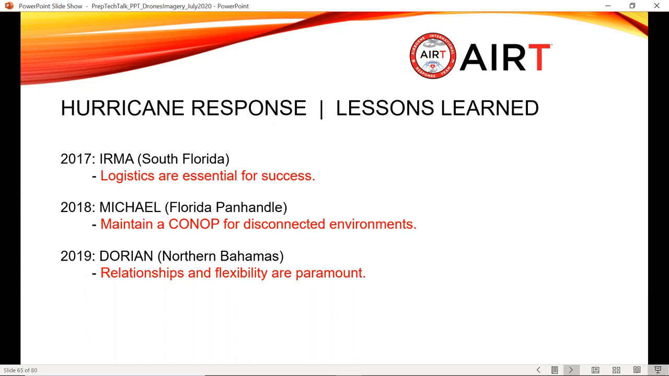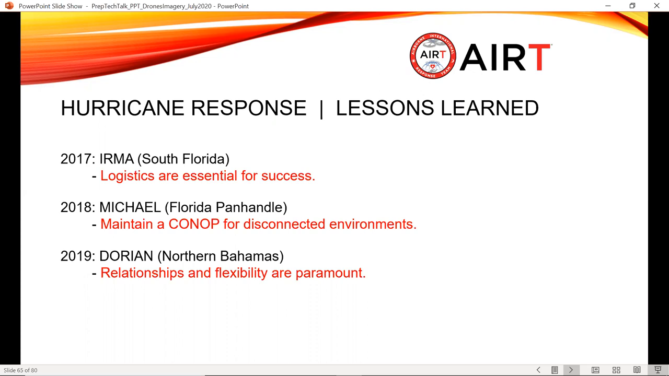In 2018, in Hurricane Michael, which you just saw some footage from, we learned that we really needed to maintain an operational plan for disconnected environments, that all these fancy apps we use and all this technology that we've grown so accustomed to is really limited once you don't have mobile connectivity, once the telecom networks are down and you can't reroute resources, the only comms you have are short distance radio. That becomes very problematic when you're training and exercising using different tools that are processing data in the cloud, and suddenly you can't do that.